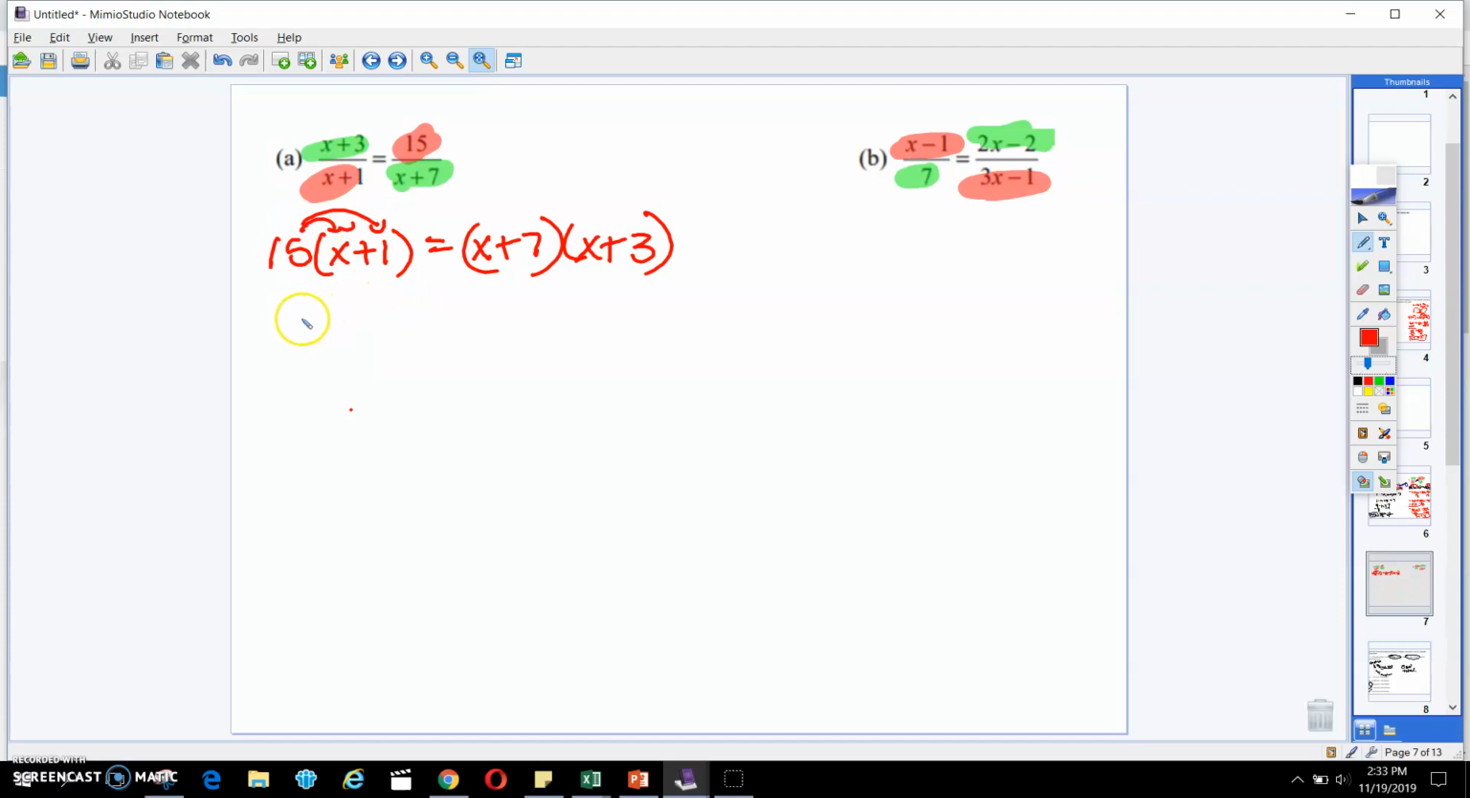So 15 times x is going to give me 15x. 15 times 1 is going to give me 15. Over here, x times x is going to give me x squared. x times 3 is going to give me 3x. And 7 times x is going to give me 7x. 7 times 3 is going to give me 21.